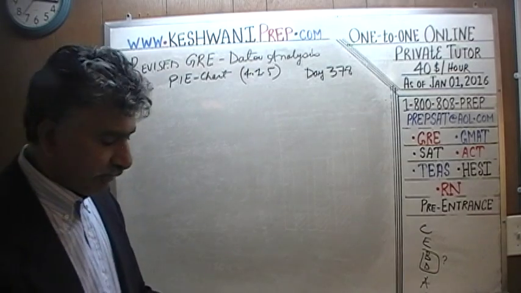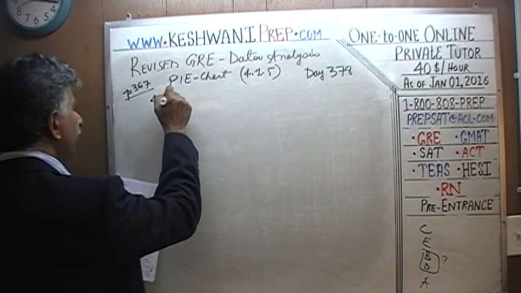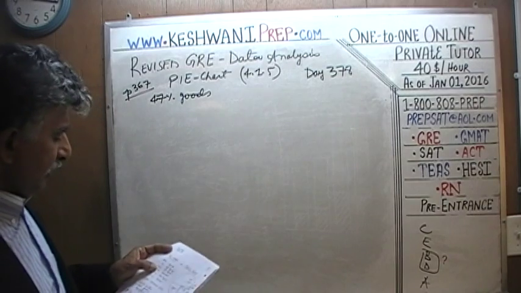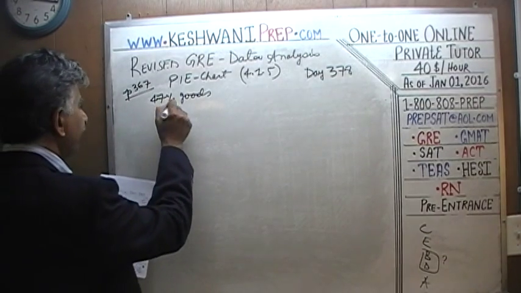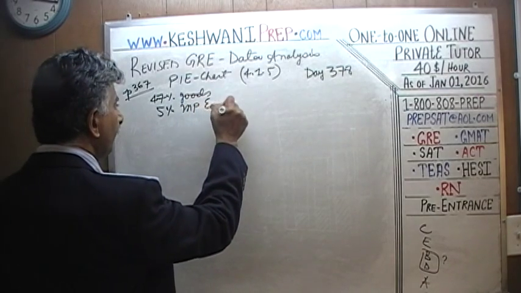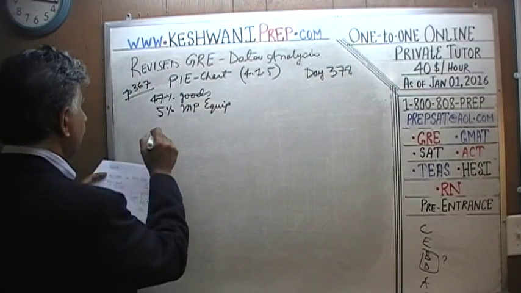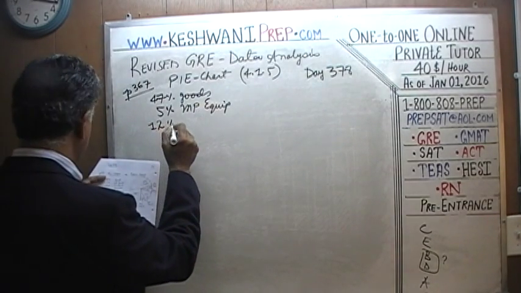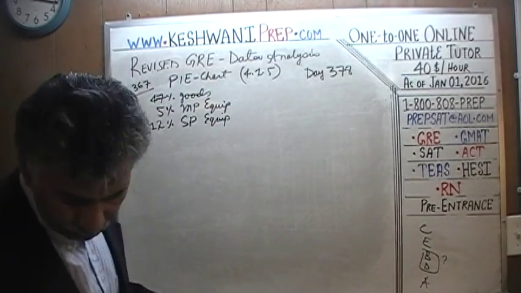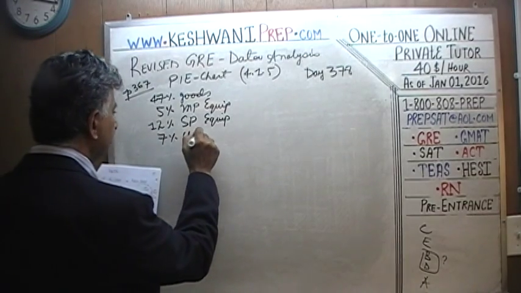You understand? I'm going to give you the figures. You take down. We have 47% goods. I'm giving you the data, you copy it down, and you have the book in front of you also. We have 5% of what we're going to call MP equipment. And if you're curious what MP stands for, you can look it up. It's motion picture. We have 12% SP equipment. And again, I don't know what SP stands for, I forget now. Still picture equipment. We have 7% chemicals.